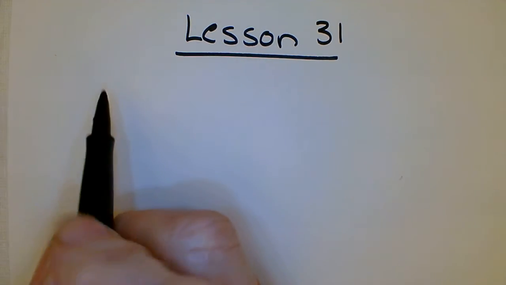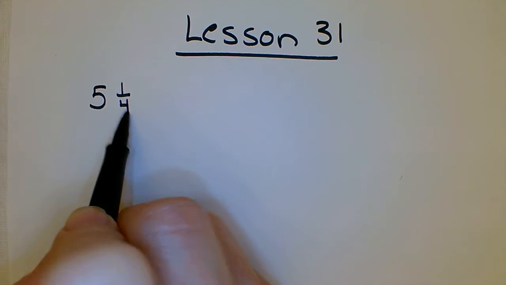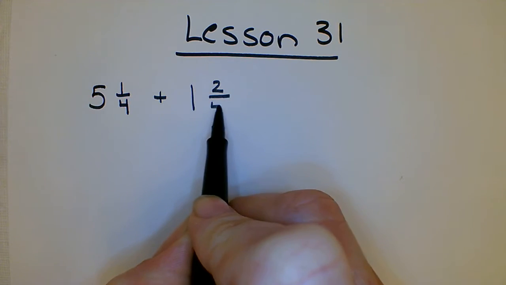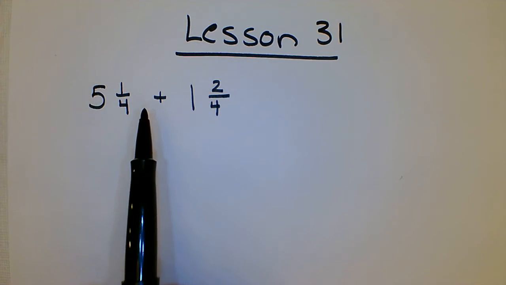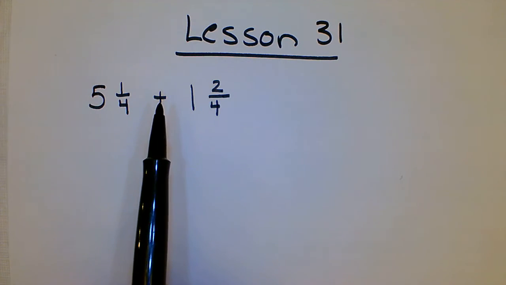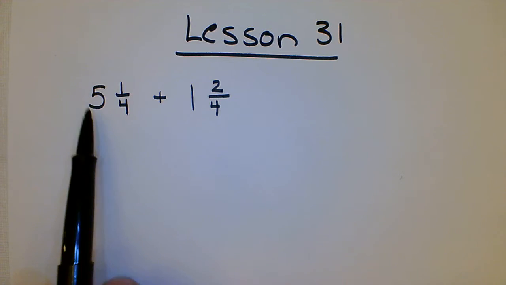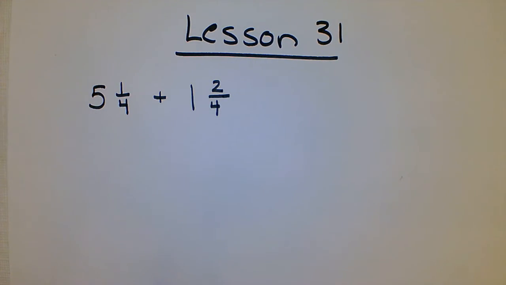So let's start off with two mixed numbers that we're going to work with. So let's start with 5 and 1/4 plus 1 and 2/4. So for this example, my units are going to be my ones and my fourths. My ones are my whole numbers, 5 and 1, and then my fourths are right here. I have 1/4 and 2/4.